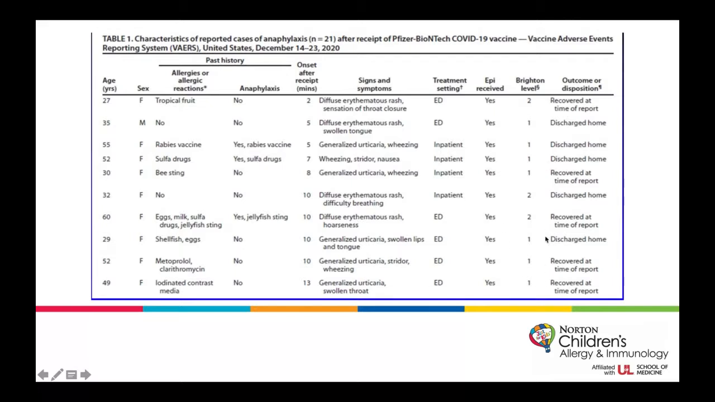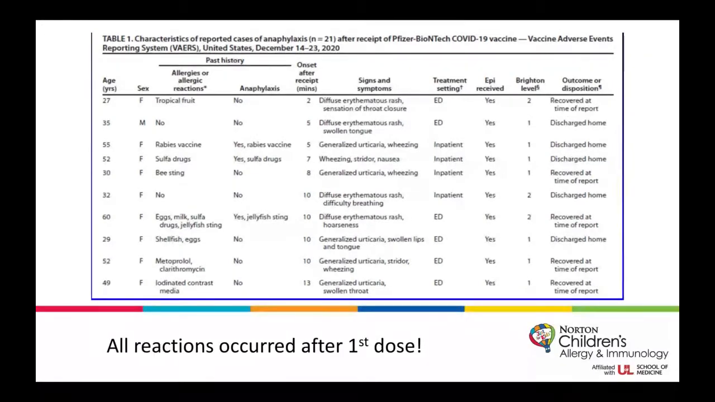Brighton level scoring system is a scoring system for anaphylaxis. So 1 and 2 means that they met pretty good criteria for anaphylaxis. 3 and 4, not so much. So all of these patients met criteria for anaphylaxis, and they received Epi, and all of them were discharged home and they recovered. And most importantly, most of the allergic reactions so far have been reported after the first dose. So if they tolerate the first dose, more likely than not, they'll do okay for the second dose.